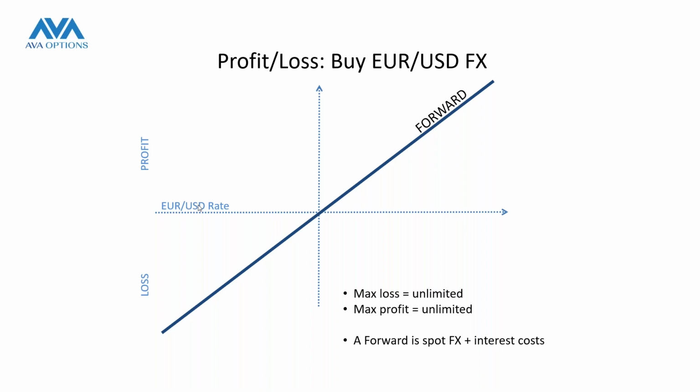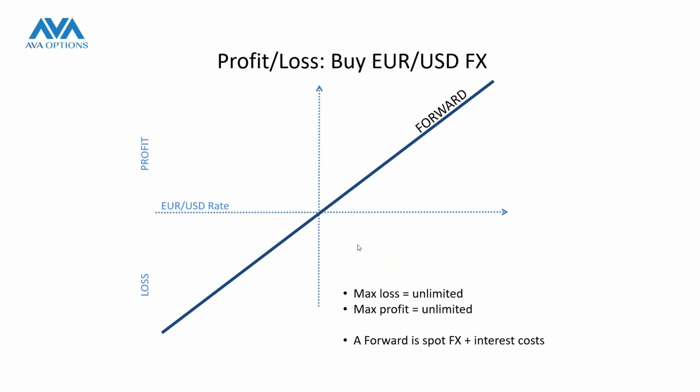On the screen, you've got a profit and loss diagram for a normal FX trade, or a spot trade or a forward trade. On the x-axis, you have the euro-dollar rate, and on the y-axis, you have profit and loss. If you buy euro-dollar and the market goes higher, you'll have profits, and if the market goes lower, you'll have losses. It's a symmetric payoff diagram. As the market goes up, you profit. As the market goes down, you lose.